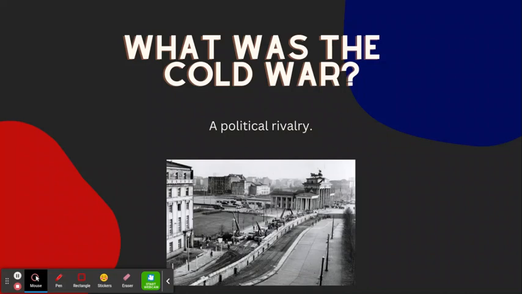The picture below is the Berlin Wall, largely known as the symbol of the Cold War because it is a literal iron curtain dividing Europe.